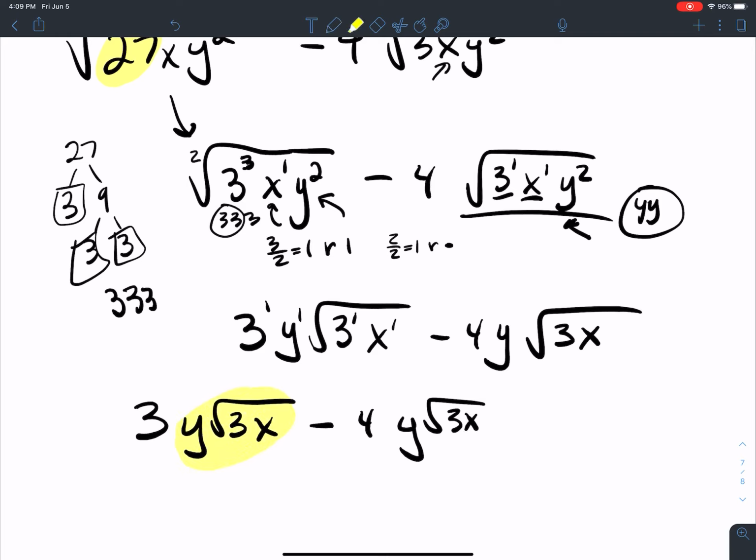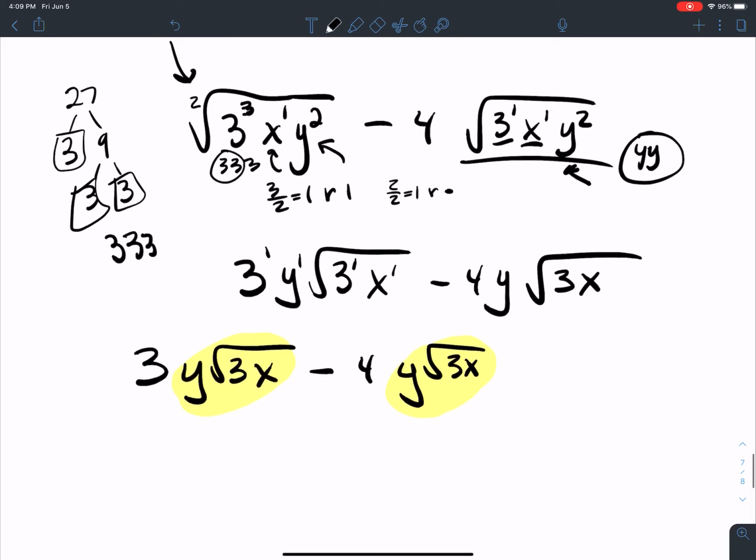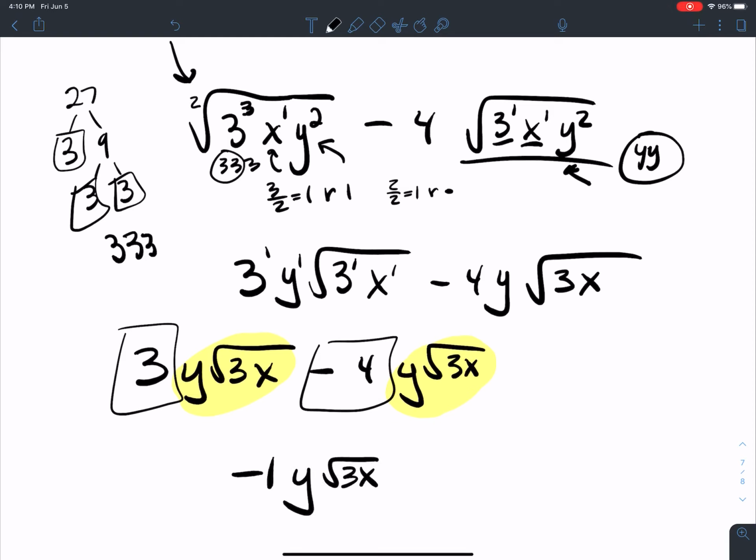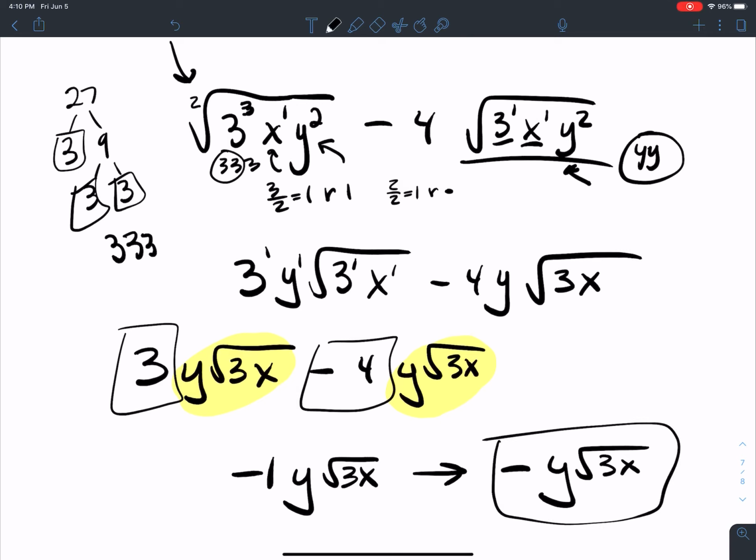The DNA here, the variable part is y square root 3x. Over here, it's y square root 3x. So what does that mean? I've got 3 of them here and negative 4 of them there. So that's negative 1 total of y square root 3x. So that gets me negative y square root 3x for my final answer. Okay?